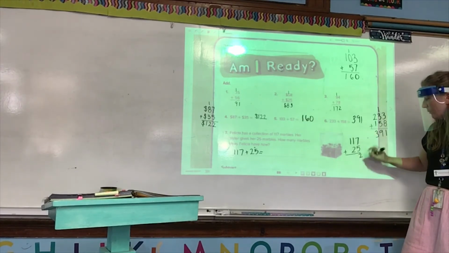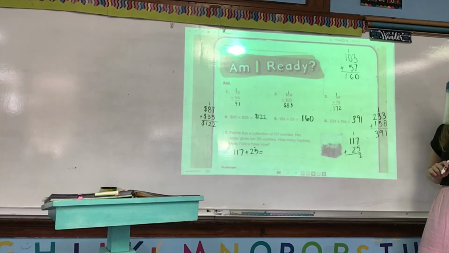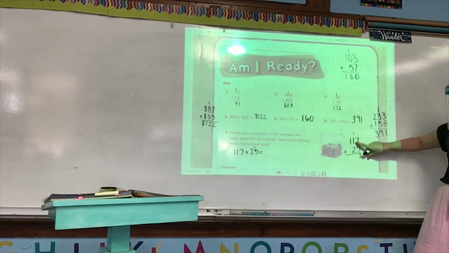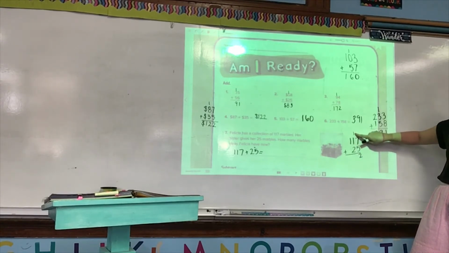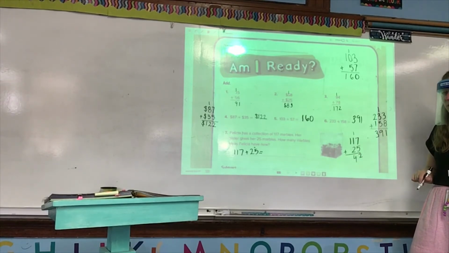Okay, we can't write 12 in the ones place, so we have to regroup the 1 to the tens place. Now what place do we add, Victoria? Tens. The tens. We're going to start with what we originally had. 1 plus 2 is 3, plus our regroup number is 4. Then we add which place?